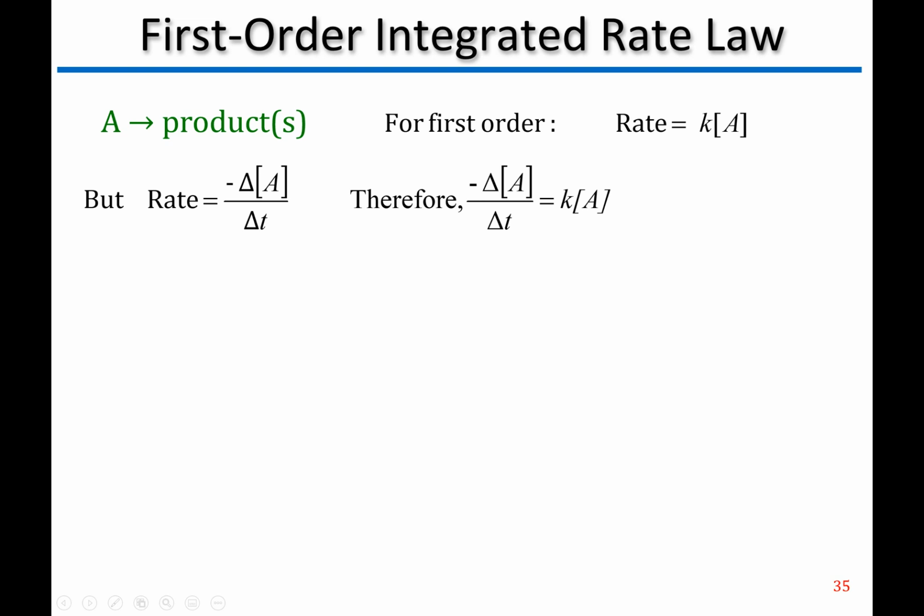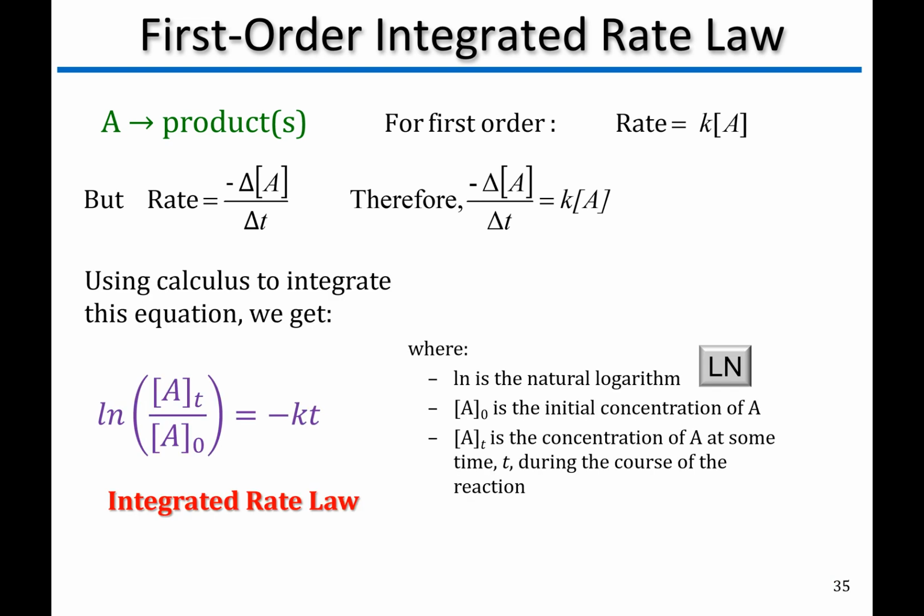Okay, and I could rearrange this to say the rate, just using my general expression, rate is equal to the change in concentration of A over the change in time. Of course, that's negative. So therefore, I can sub in for rate that the change in the concentration of A over the change in time is equal to k times A. So just setting those two quantities equal. Well, then I can use calculus to integrate.